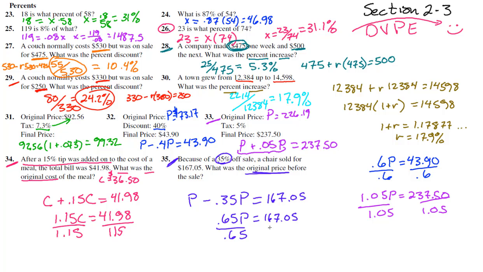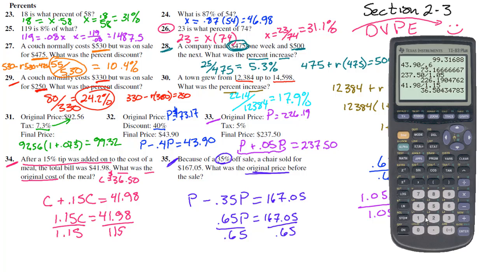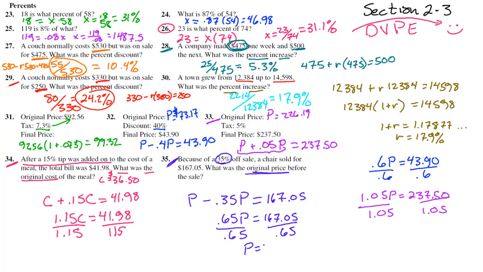Divide by 0.65, divide by 0.65, and we get, let's pull out our handy dandy calculator, 167.05 divided by 0.65. Enter. 257. The price is exactly $257. Alrighty, there we go. 23 through 35.